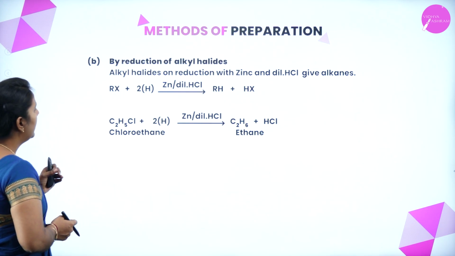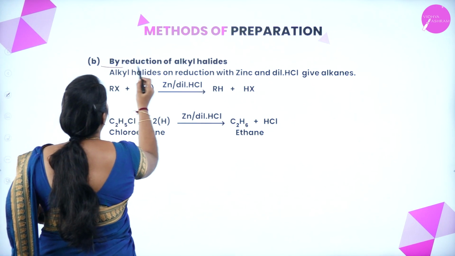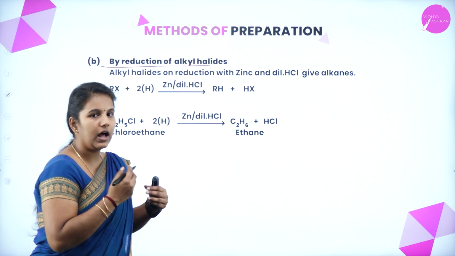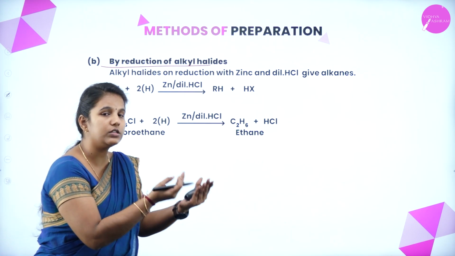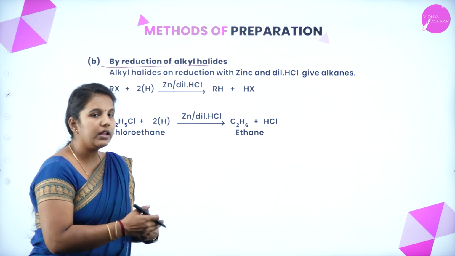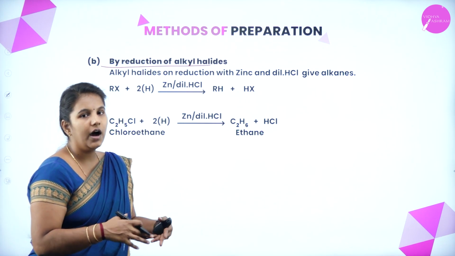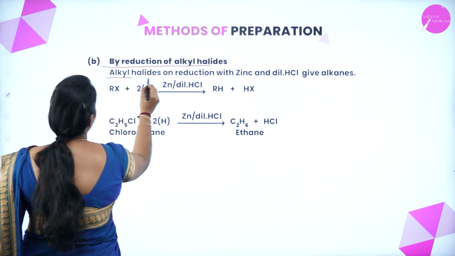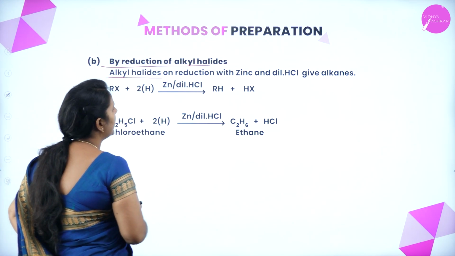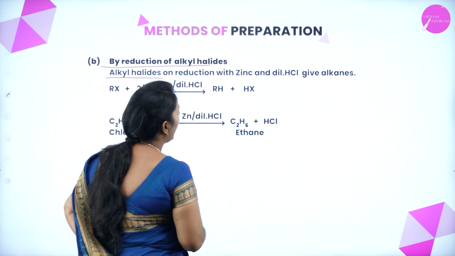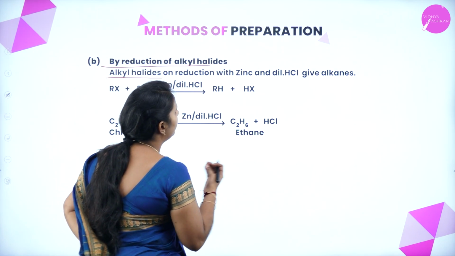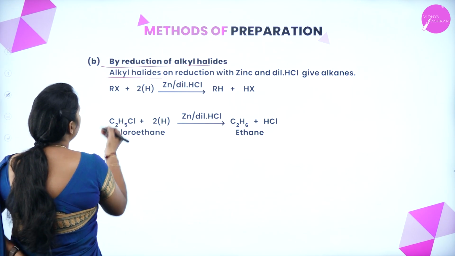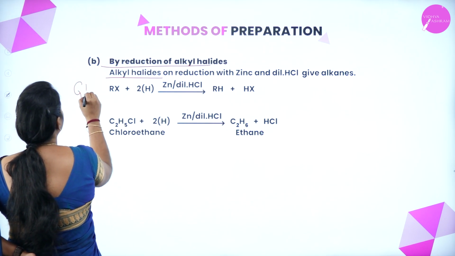Next is the reduction of alkyl halide. Now we have understood how this alkyl halide gives an alkane. By reducing this alkyl halide, how can we prepare the alkane? Let's see now. First, we will take the alkyl halide, which upon reduction with zinc and dilute HCl gives rise to the alkanes. Now, I have taken out the general reaction.